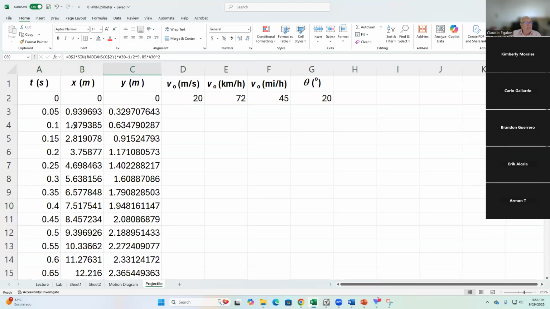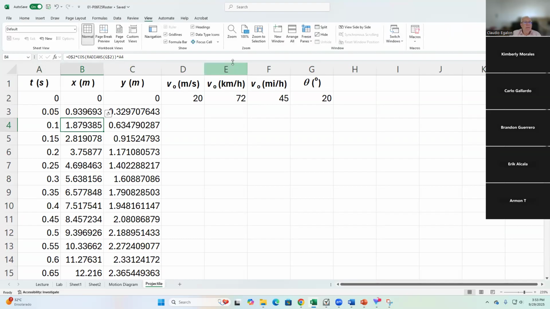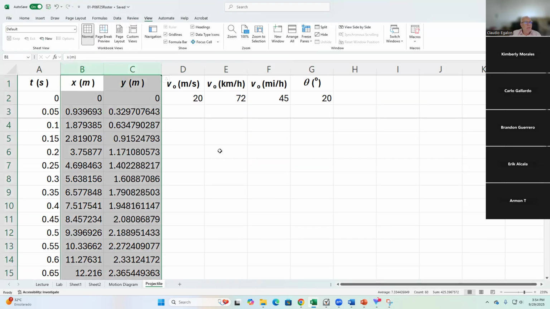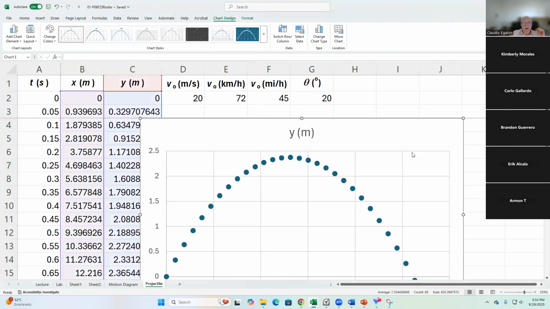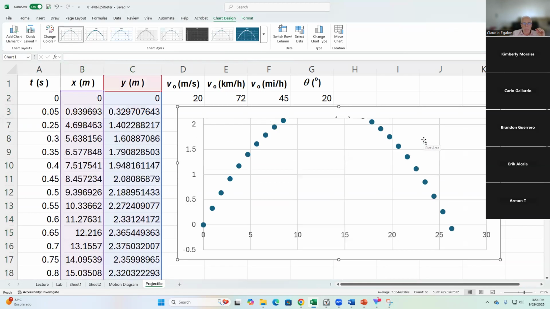And now that I have the X and Y positions using the parametric equations, we can plot the Y versus X graph to get the motion diagram in the two-dimensional space. That's how it looks like.